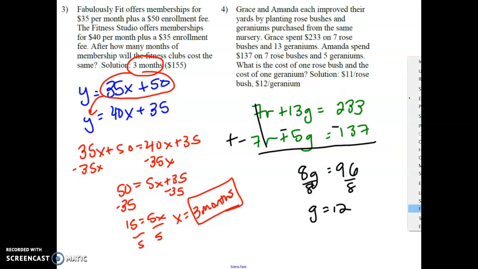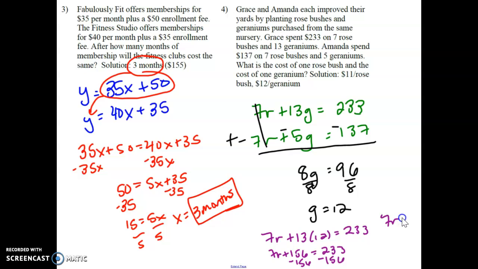And it does ask for the cost of both, so we're going to go ahead and plug that back in. So I'm going to do 7r plus 13 times 12 and set that equal to 233. 13 times 12 is 156. I'm going to subtract 156 from both sides. I'm out of room. So I get 7r equals 233 minus 156, which is 77. So I get r equals 11 when I divide. Okay, so we definitely found $11 per rose bush and $12 per geranium. So we agree with that there.